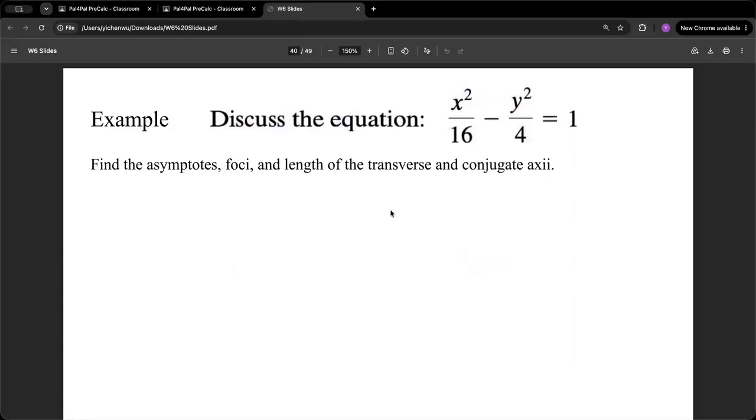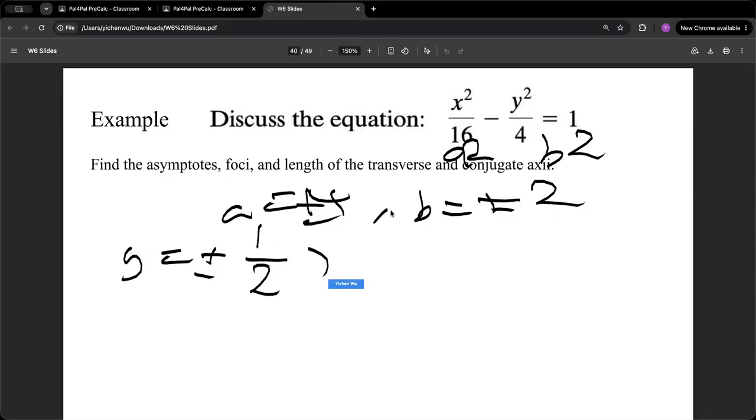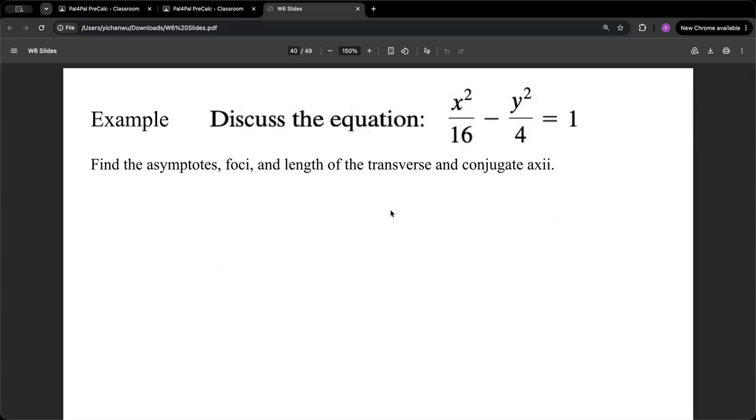So now I'll go over this. This is a squared, this is b squared, which gives you that a is plus or minus 4, b is plus or minus 2, though it rarely matters. Asymptotes are simply going to be y equals plus or minus half x. I'll write that later.